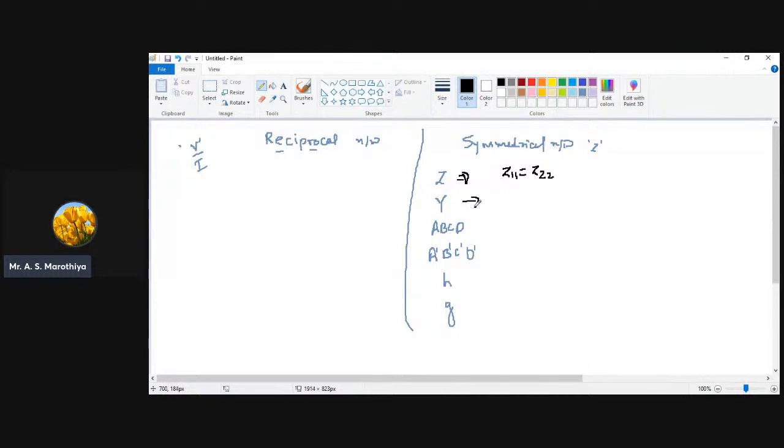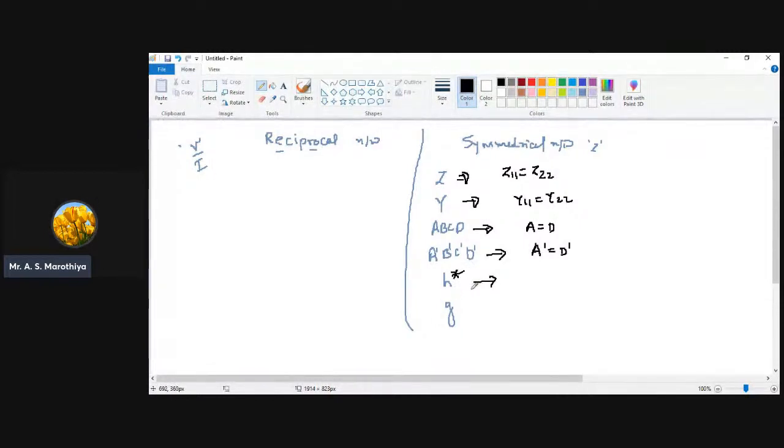In the same way, the condition for symmetricity in case of y is y11 equals y22. As far as abcd is concerned, A equals D, and for inverse it is A dash equals D dash. And for h, now here this is a twist, this you have to remember. Let me mark a star over here.